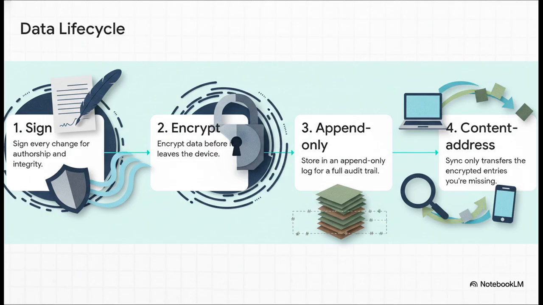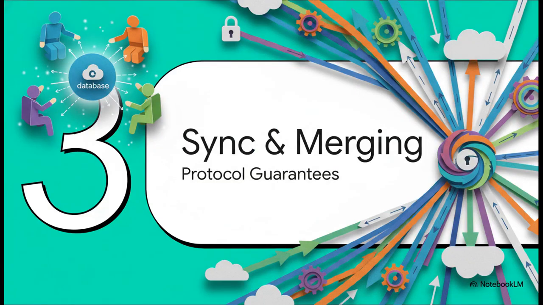And finally, number 4, it's content addressed. This just means the sync is super smart. It only transfers the encrypted chunks of data that you're actually missing. It's wildly efficient. Okay, so we've got this awesome security model. But how does this scale? How on earth do you build a collaborative system on top of this? I mean, how do you handle people editing things at the same time when all the data is encrypted and, oh yeah, people might be offline?